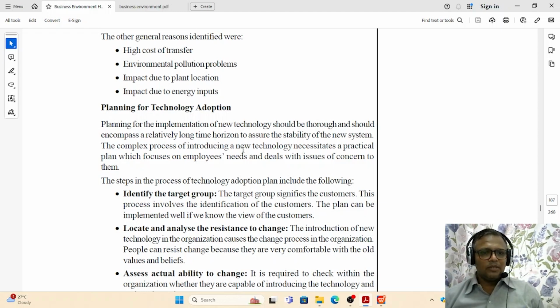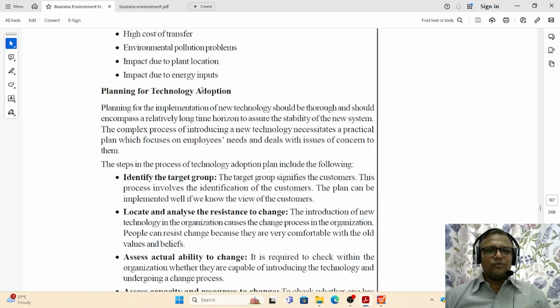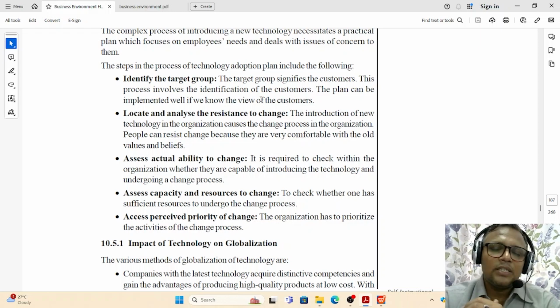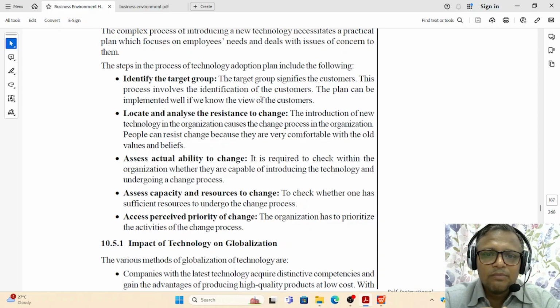Next, the steps in the process of the technology adoption plan include the following. The first is identification of the target group. The target group signifies the customer. This process involves identification of the customers. The plan can be implemented well if we know the view of the customers. And it helps to locate and analyze the resistance to the change. The introduction of the new technology in the organization causes a change process in the organization. People can resist the change because they are very comfortable with the old values and beliefs.